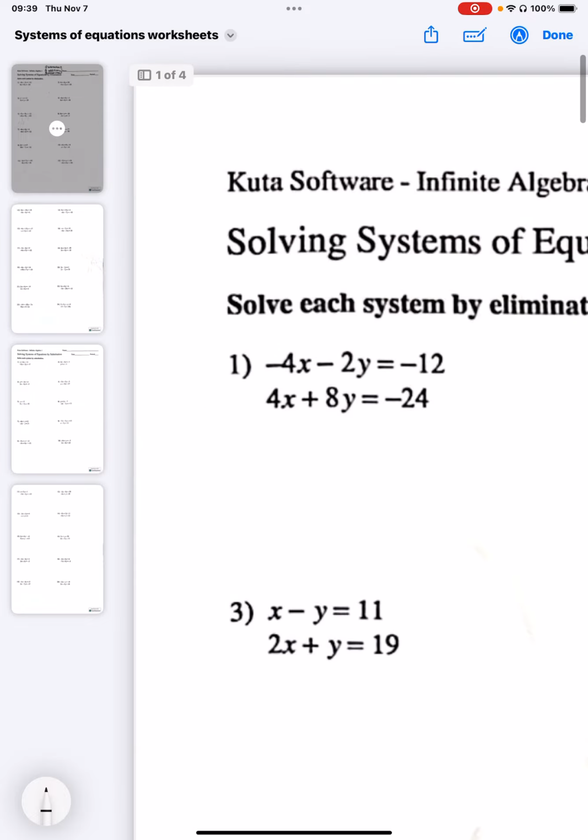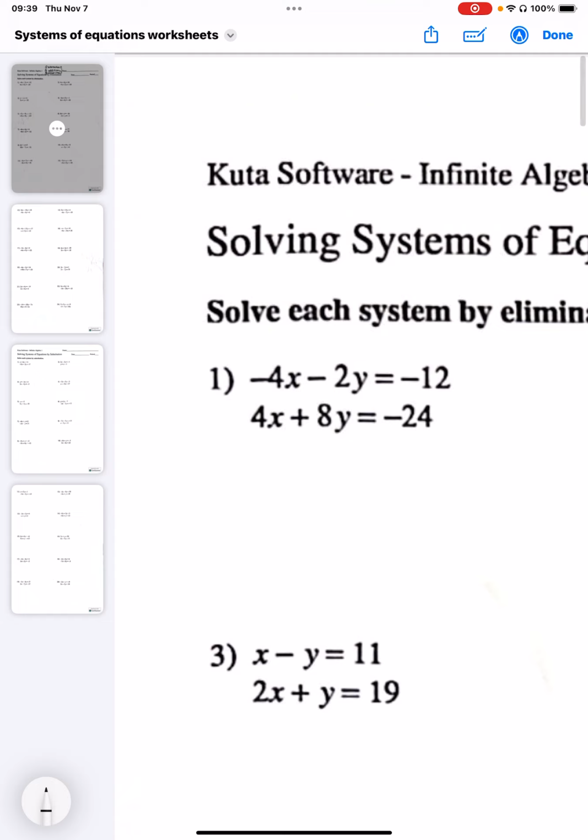Okay, so this first one, we see that there's a negative 4x and a positive 4x. So if we add these equations together, the negative 4x and the 4x can cancel out.